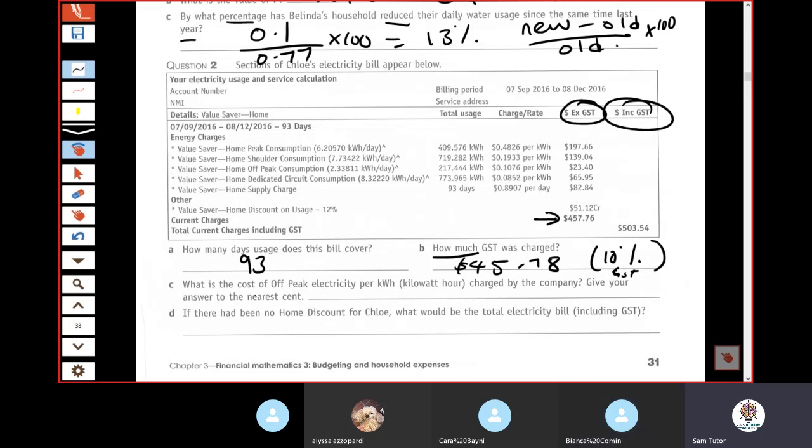Okay, what is the cost of off-peak electricity per kilowatt? Cost of off-peak.